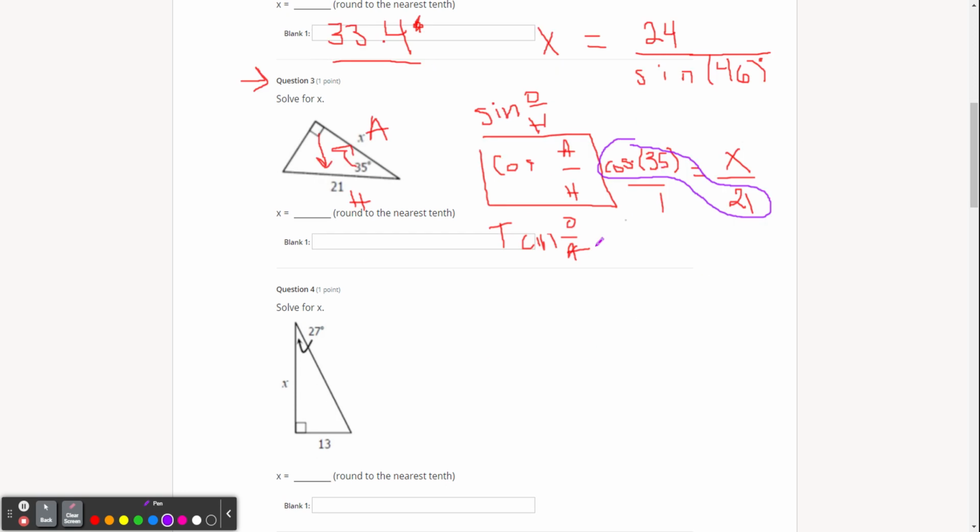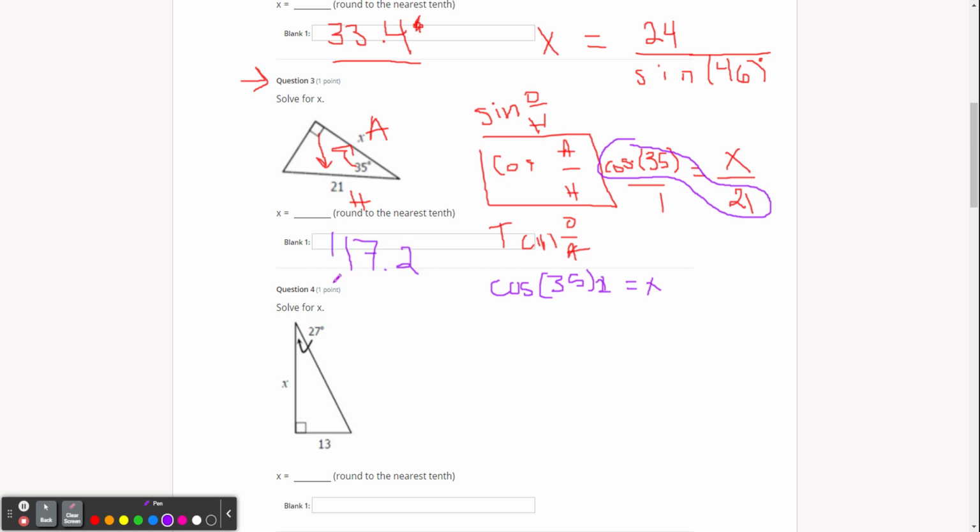I can do that. So all I'm going to do is put in cosine 35. Make sure you put that in parentheses. And then times 21. And that's going to give me x. So over here, cosine 35 times 12 or 21? 21. And that gives me 17.2.